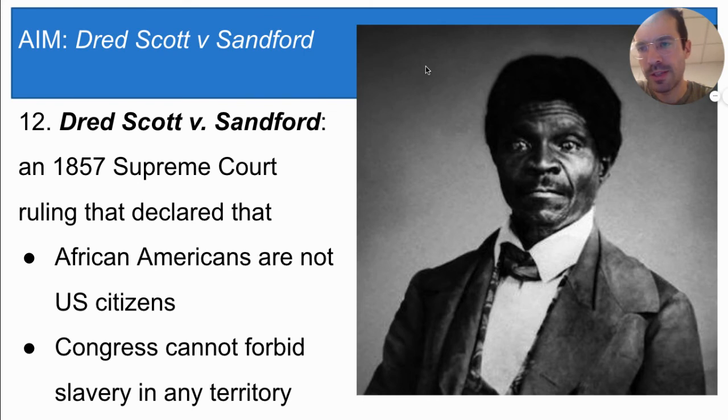Taney also said that the case was void because Congress had no right to decide whether states could allow slavery or not. In other words, according to Taney, there were no slave states and free states. There were just states. And slave owners were free to bring their slaves wherever they wanted. Of course, this infuriated Northerners, who were now being told that slavery was legal in the North too, and it made sectional tensions a lot worse. Now you can see why people call this one of the most infamous Supreme Court cases in history.